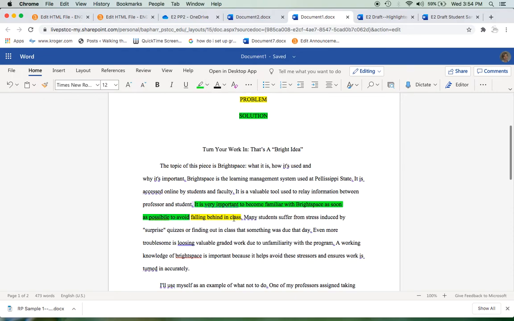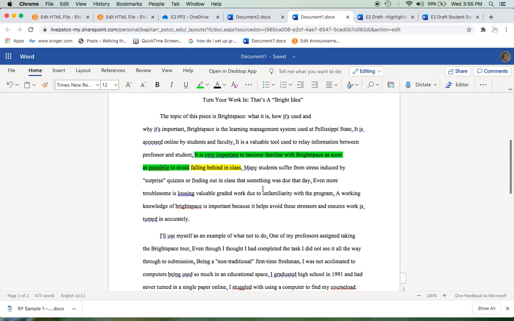So one of the problems that this paper talks about, and it's connected to a bigger problem, but one of the problems is falling behind in class, and the solution is becoming familiar with Brightspace. So now that you have an idea of how we're doing this, I'm going to keep going. I'm going to find all the rest of the problem sentences first. This sentence that talks about stress from surprise quizzes or losing valuable graded work is discussing part of the problem. So I'm going to highlight that in yellow.